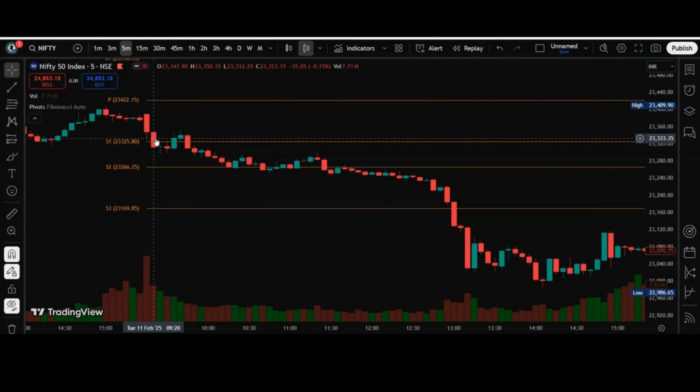What we do when the candle is breaking the support from top to bottom, the meaning is we will be entering a sell trade. In the sense, we'll be buying a put option.